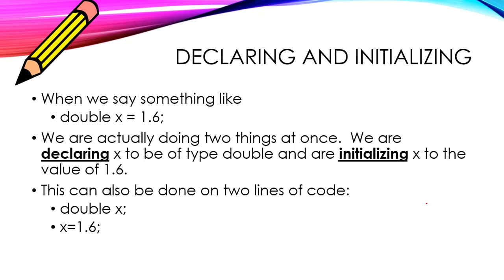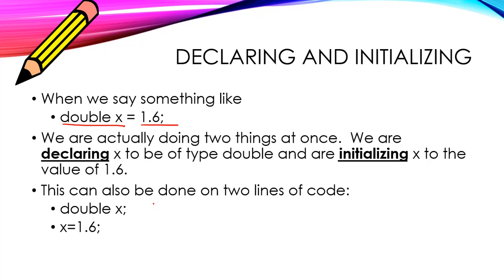So, when we are saying something like double x equals 1.6, we're actually doing two things at once. We are declaring x to be of type double, and we are initializing x to be a value of 1.6. So this is declaring and initializing. This part right here is the declaration, and this is the initializing. If you think about it, initial is an initial value. How much are you starting out with? That's what initializing does.